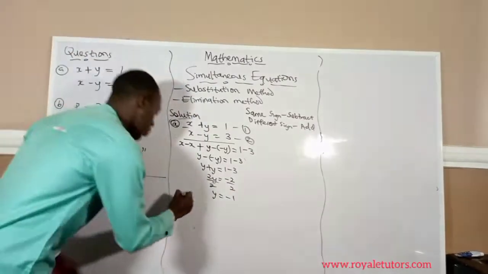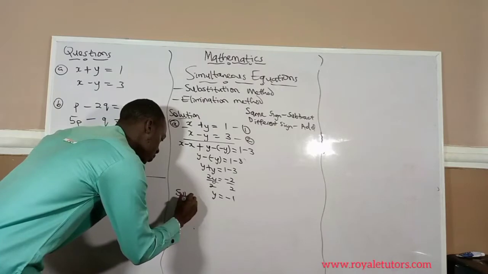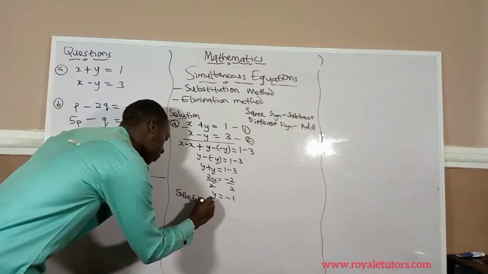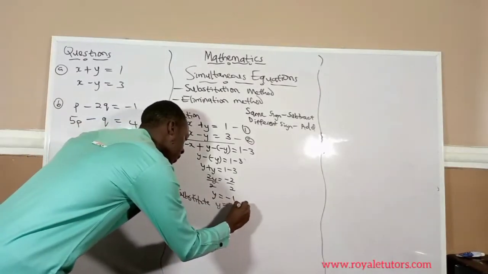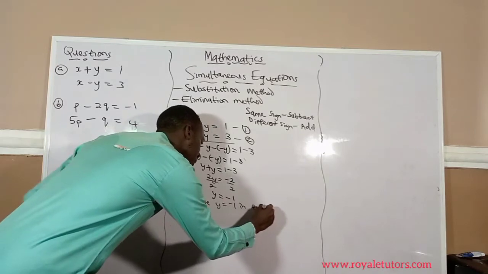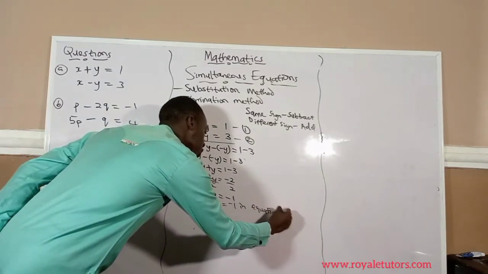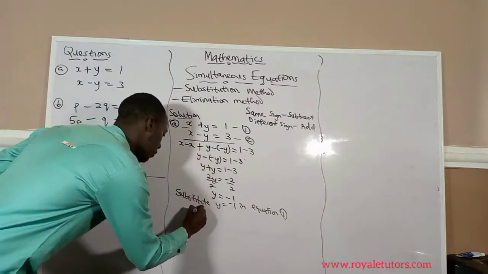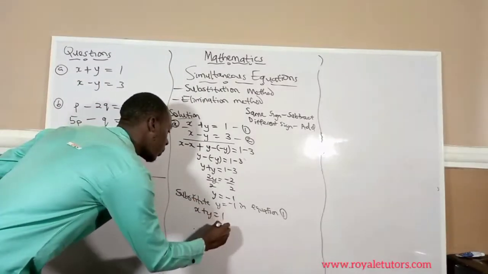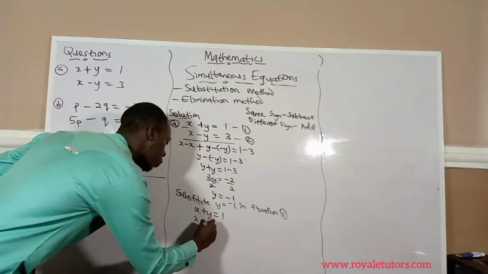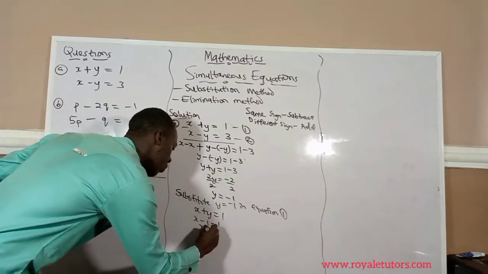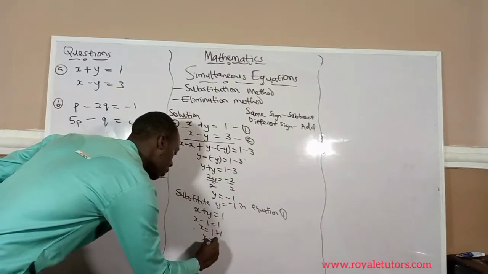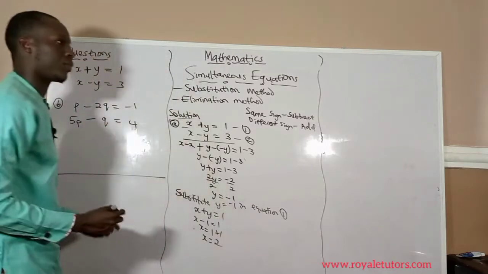So the next thing you do is substitute y equals minus 1 in equation 1. In equation 1, x plus y is equal to 1. It means x minus 1 is equal to 1, and x is equal to 1 plus 1. x is equal to 2.